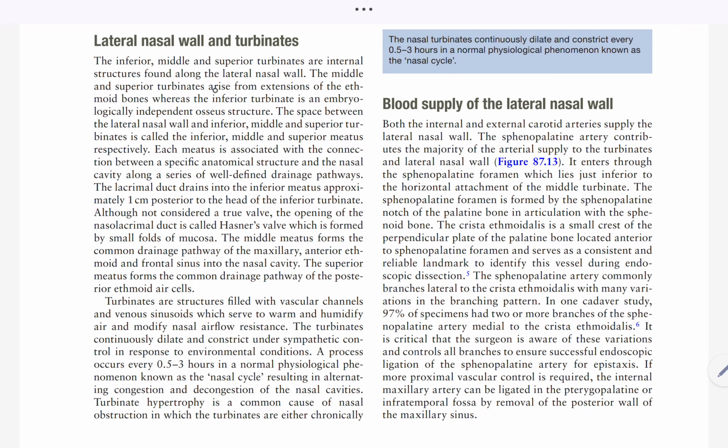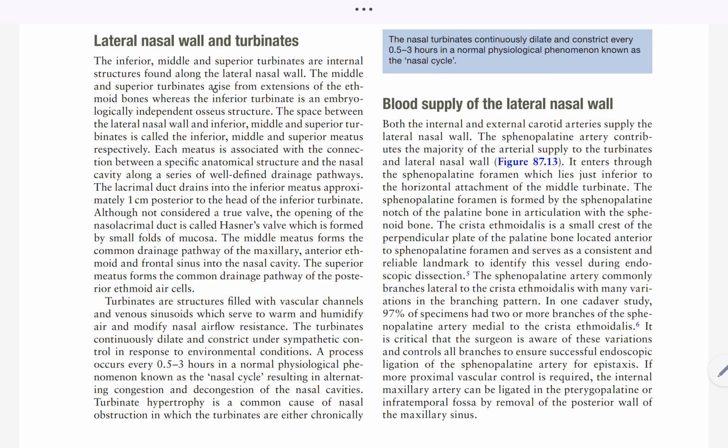The lacrimal duct drains into the inferior meatus approximately 1 cm posterior to the head of the inferior turbinate. Although not considered a true valve, the opening of the nasolacrimal duct is called Hasner's valve, which is formed by small folds of mucosa. The middle meatus forms the common drainage pathway of the maxillary, anterior ethmoid and frontal sinus into the nasal cavity. The superior meatus forms the common drainage pathway of the posterior ethmoid air cells.